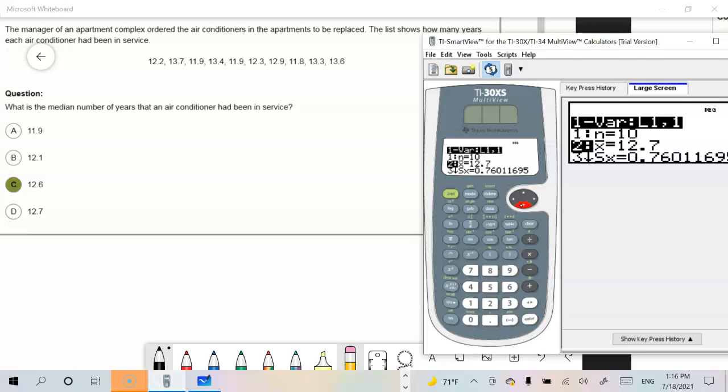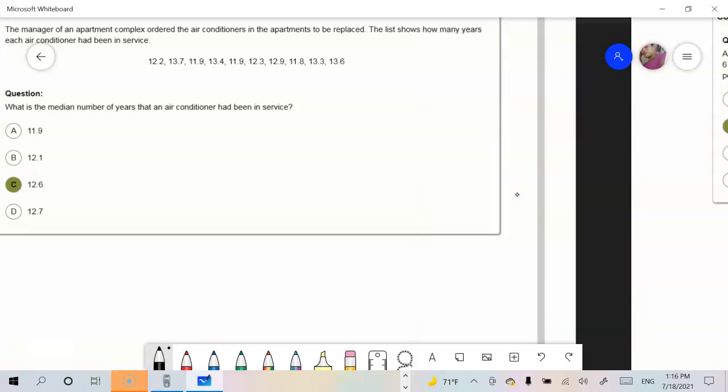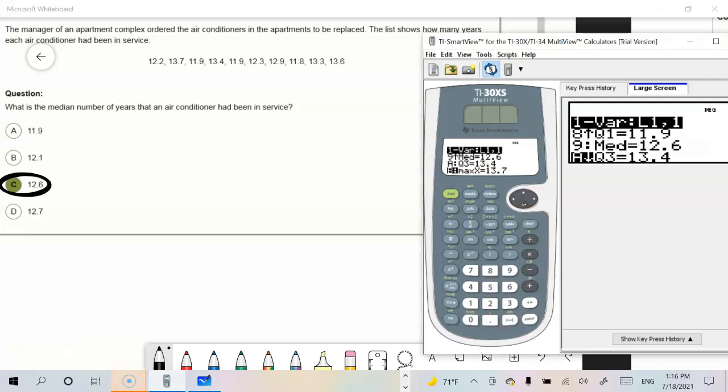It tells you that it has 10 numbers, and that the mean, this is the average, is 12.7. That's not what you're looking for. You're looking for the median. So let's scroll down. And it gives you the median. It's this one here, the MED median, which is 12.6. And that's why you know that option C is the right option, because we did it with 2 methods and we got the same median. And that's how you have to solve it. Use the calculator, because this is going to be much faster for you to use during your test.